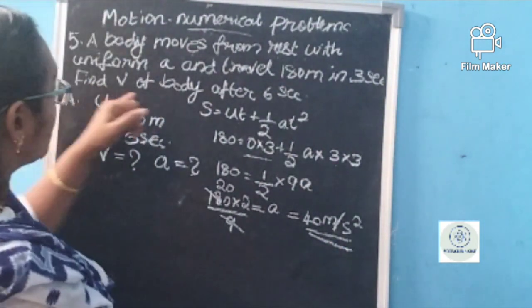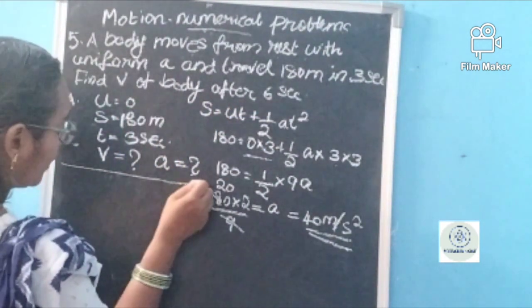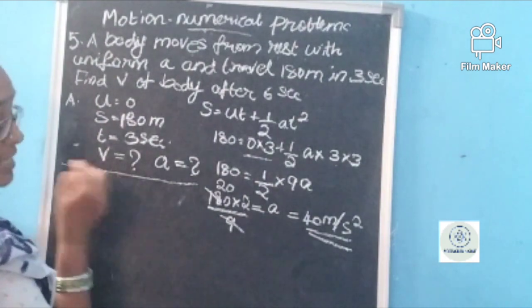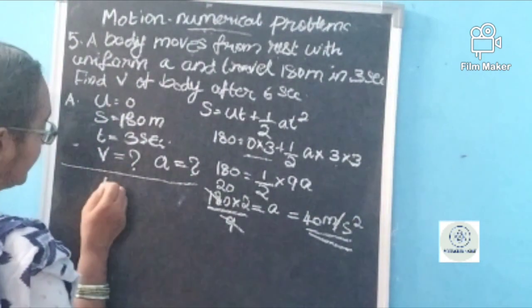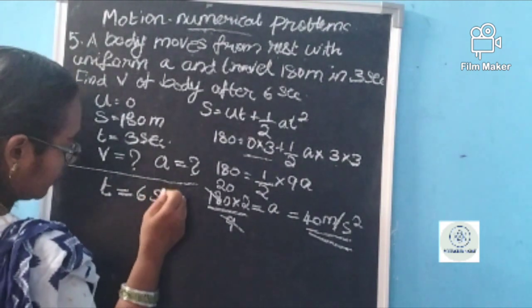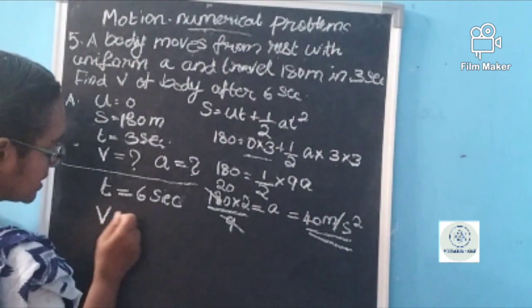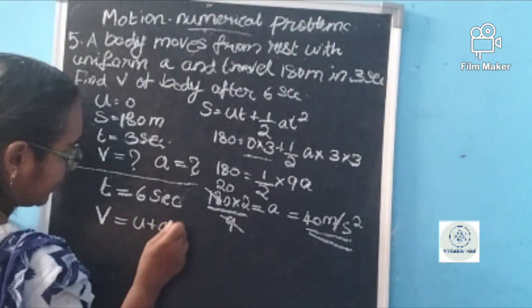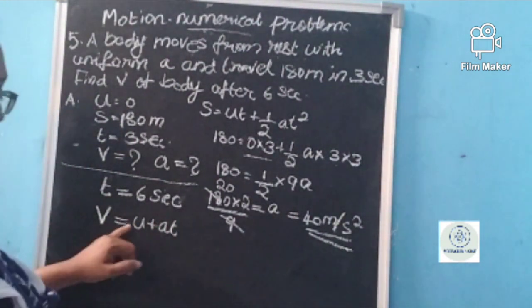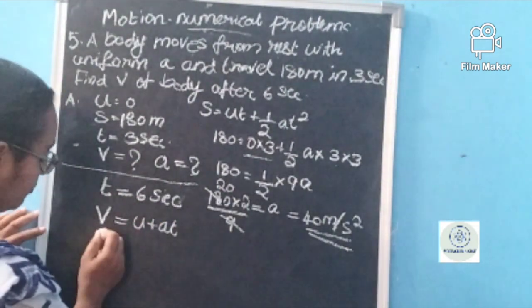What we have to find? The final velocity after 6 seconds. So the rest of all will be same, but time will be changed, 3 seconds to 6 seconds. Time is equal to 6 seconds. We have to find v. Equation v is equal to u plus at can be applied over here because we know u, we know a and we know t. So it is easy to find out v.